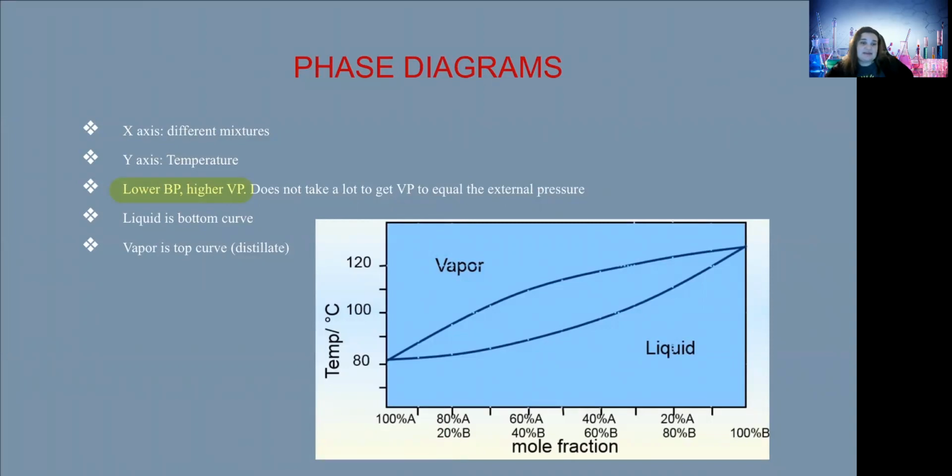Now, the liquid is the bottom curve and the vapor is the top curve. The vapor is also called the distillate. So you'll see a lot of theory quiz questions ask you for the percent distillate collected, and you have to know that percent distillate is equivalent to the percent of vapor, okay? All right, so this is just what they look like, and then I'm going to show you a couple clicker questions he had. We're going to do those, and then once we're done with distillation, I have more phase diagrams from previous theory quizzes.